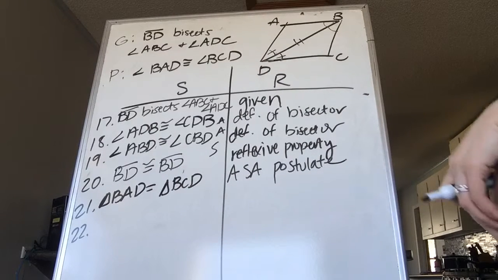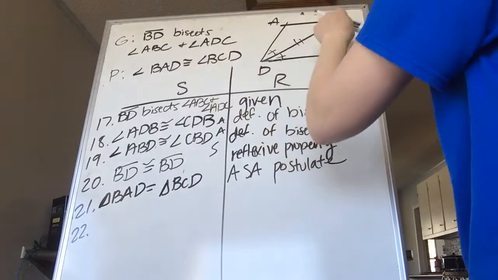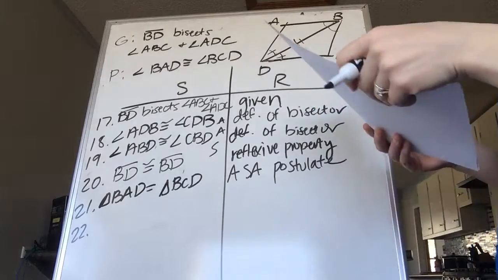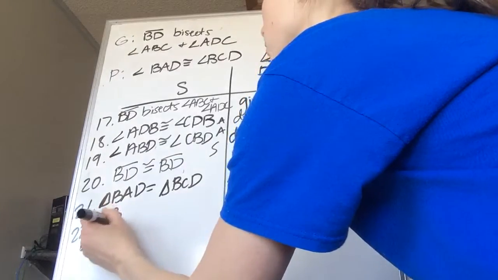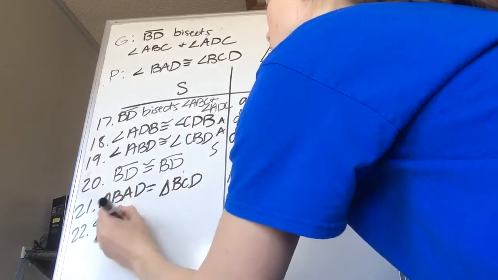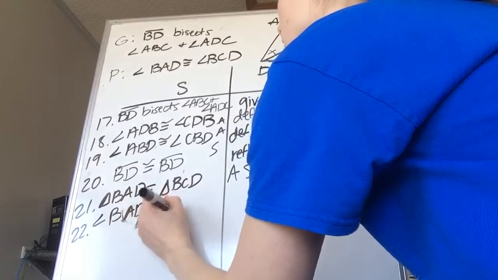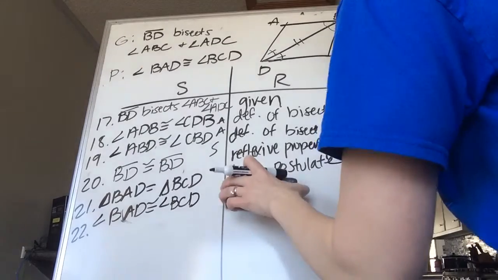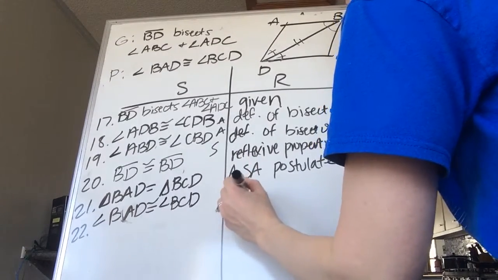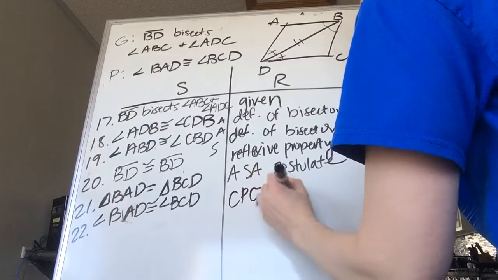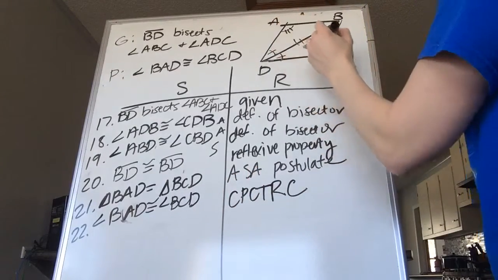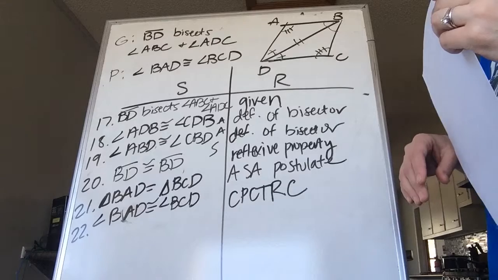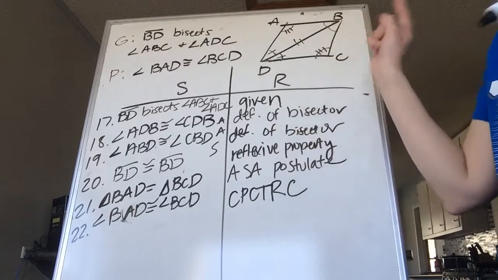But that's not what they want us to prove in this one. They wanted us to say that angle BAD and angle BCD are congruent. Well, now we can say that's true because we have proven that the triangles are congruent. And remember, corresponding parts of congruent triangles are congruent. So we can establish that those angles are congruent to one another because the triangles that they're a part of are congruent, and those angles actually correspond to one another.